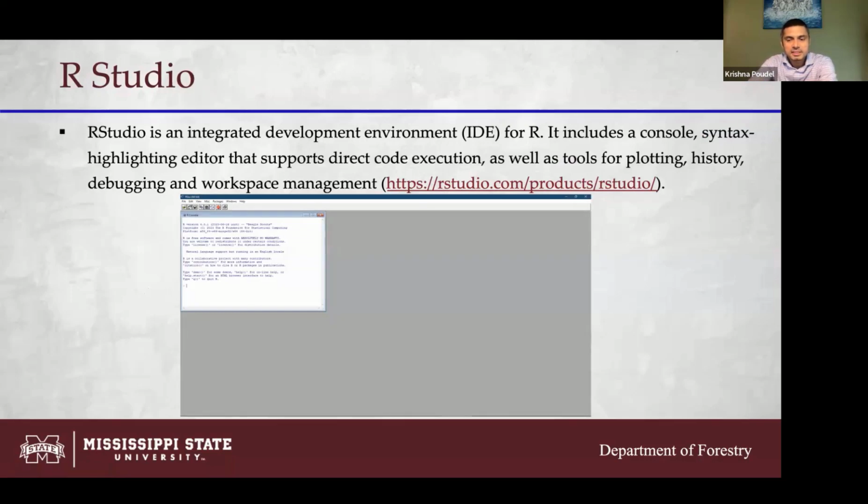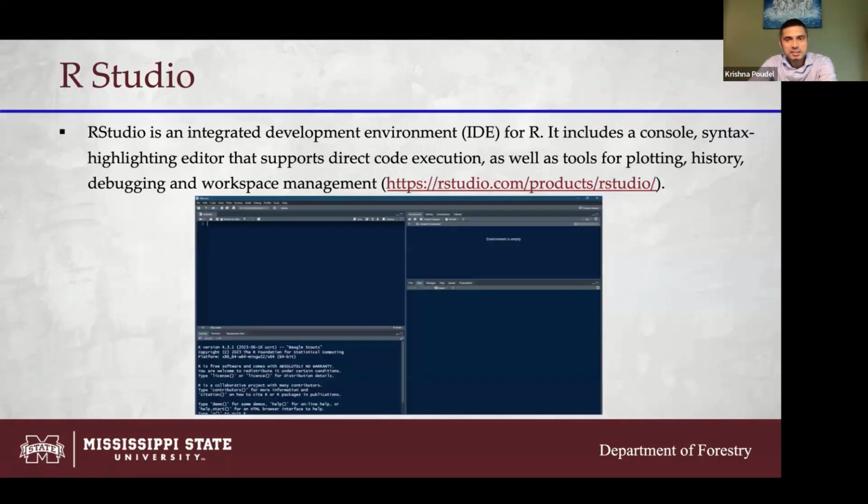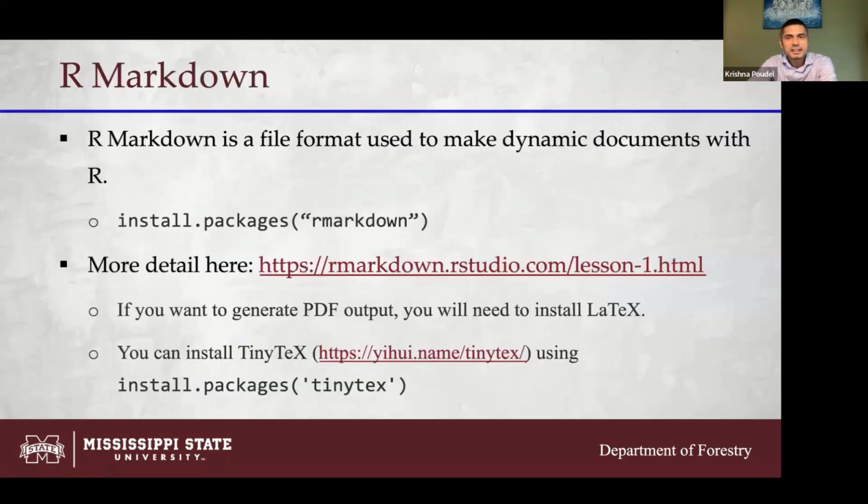Basically, using RStudio, we can change this to this. So it looks nice, and a lot of it looks good. So we use RStudio. And R Markdown, I think Dr. Matt Russell talked about R Markdown as well. It's a file format that we can use to make dynamic documents with R. We can use install.packages to install R Markdown, and you can find other details in here.